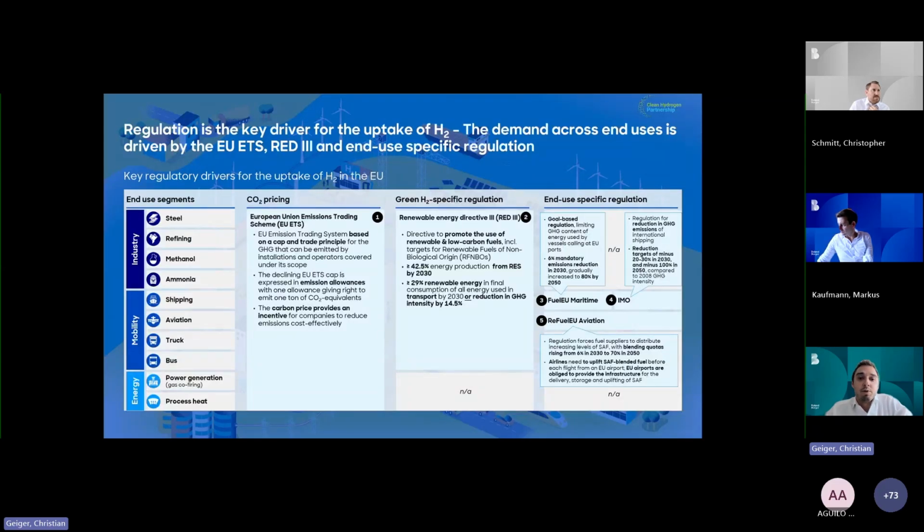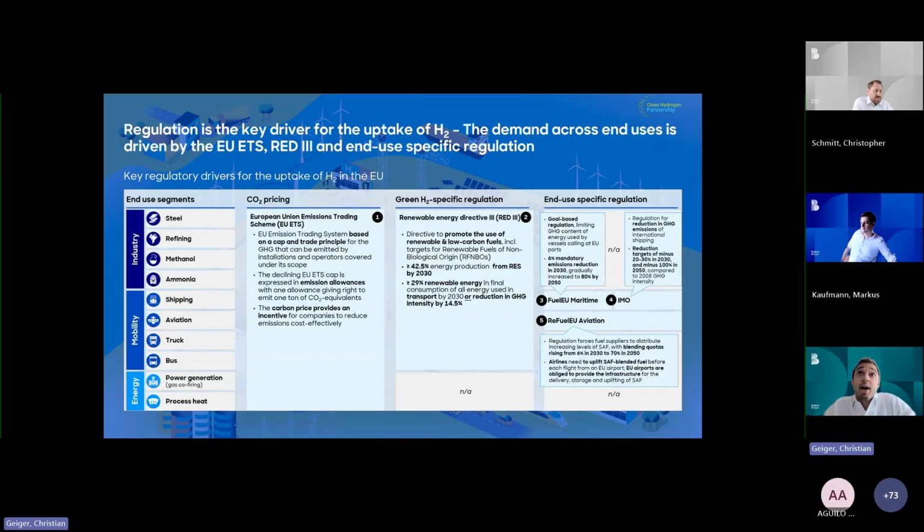The first pillar is a more general CO2 pricing under the EU ETS scheme. Obviously, this one targets fossil energy solutions by making them more expensive, making alternative decarbonized pathways more competitive. However, this is not promoting the H2 solution specifically, but more generally any other decarbonization pathway which is in competition with the fossil pathway.